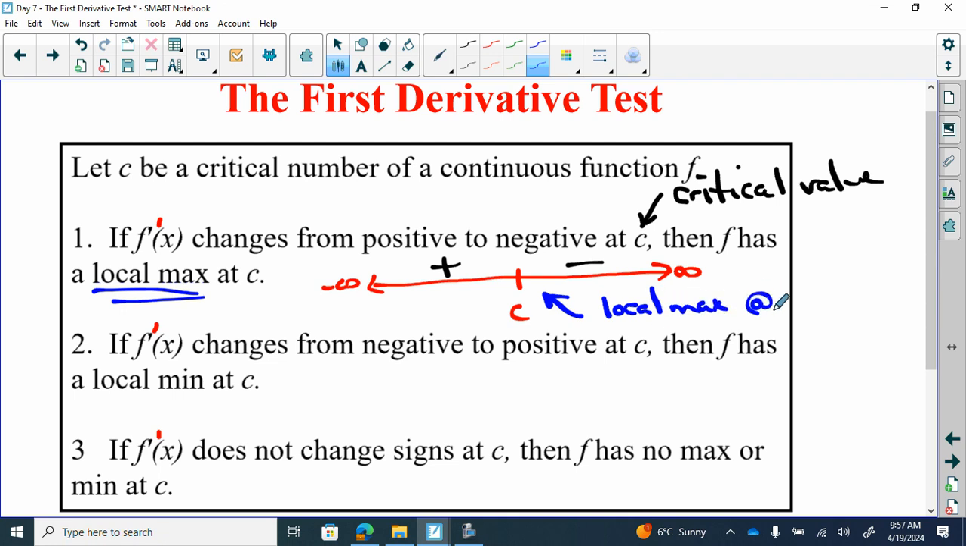And you can write this. It would be at the point c, comma, f at c. So you would take whatever this number is, and you would plug it back into the original equation to get the height of the function.